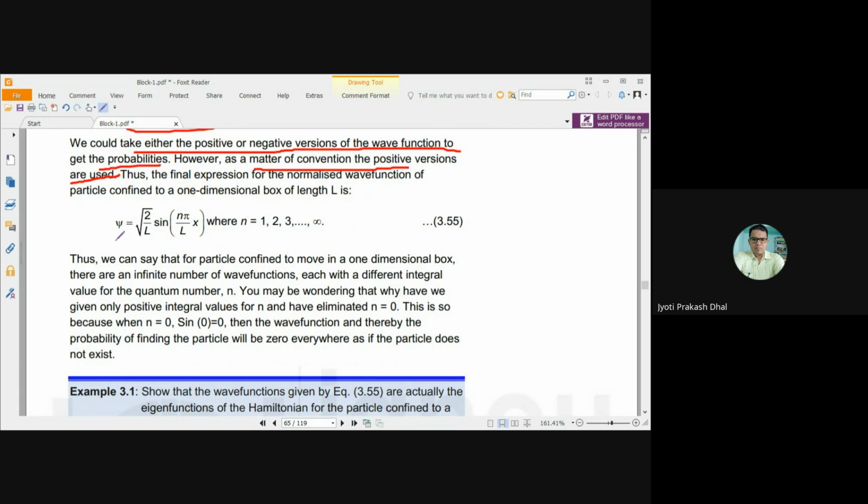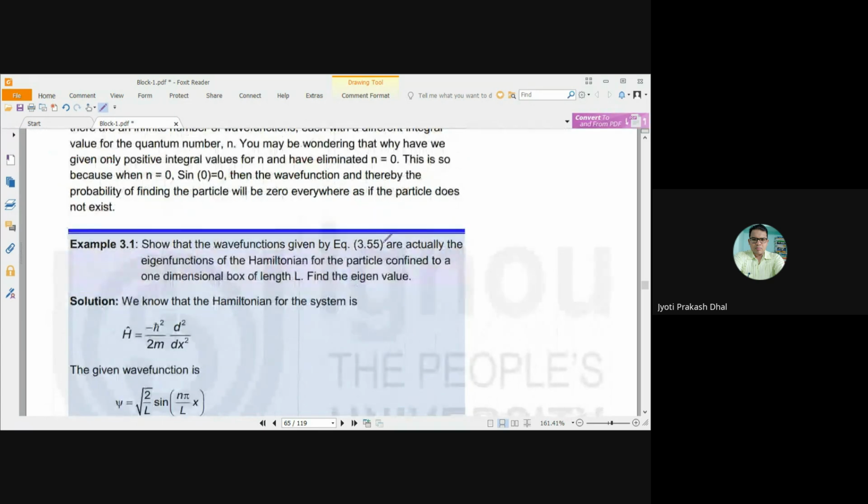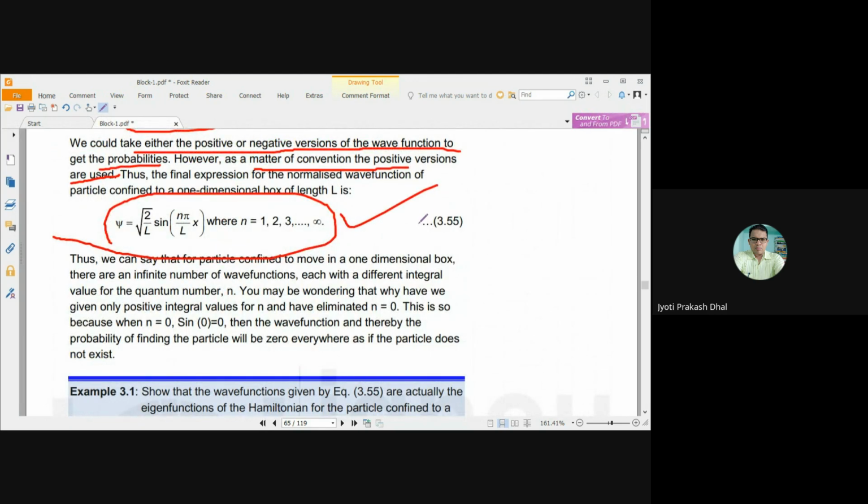So the final expression for the normalized wave function of a particle confined in a one-dimensional box of length L will become psi equals square root of 2 by L sin n pi x by L, where n equals 1, 2, 3, and so on, that is the quantum number. So this is the final expression for the normalized wave function of the particle confined in a one-dimensional box of length L.